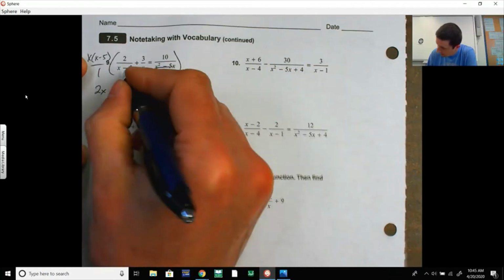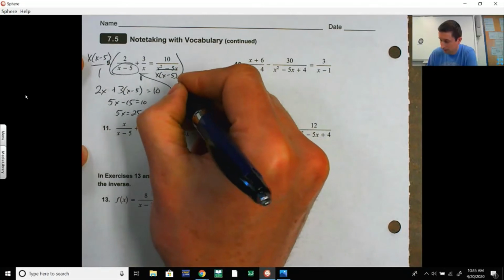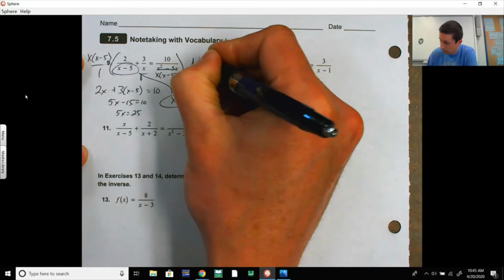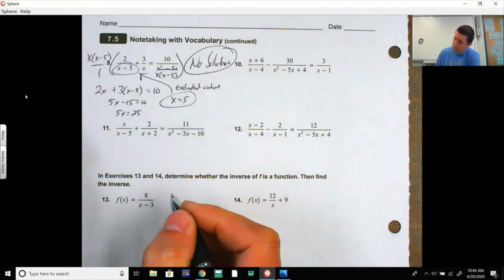Now, we plug that in here, and we get a 0. So this is an excluded value, and this will have no solution. We don't have any other options there. No solution on that.